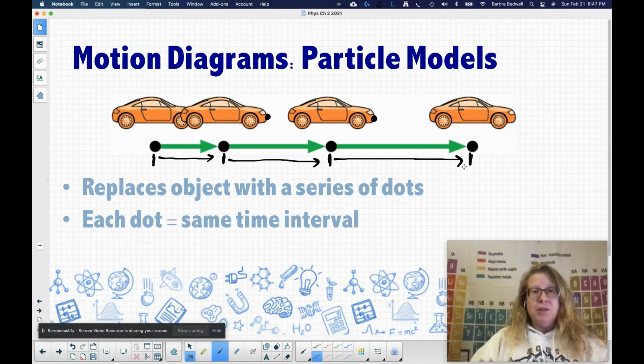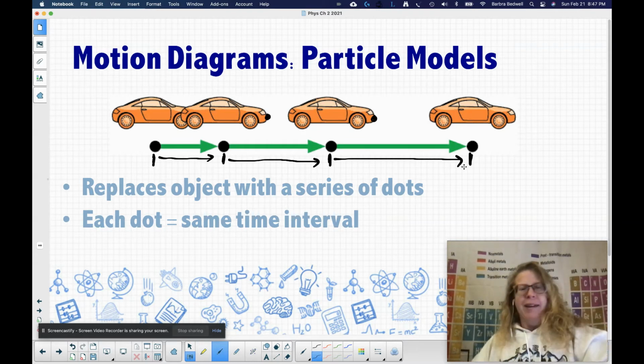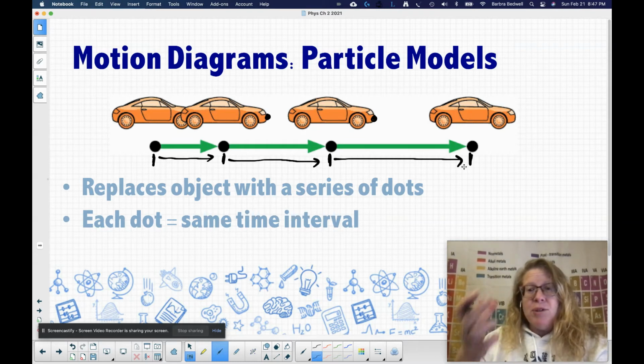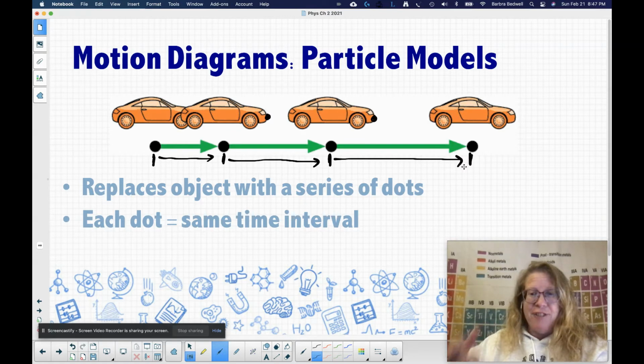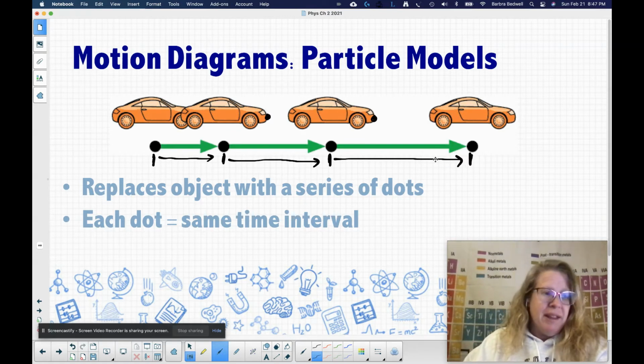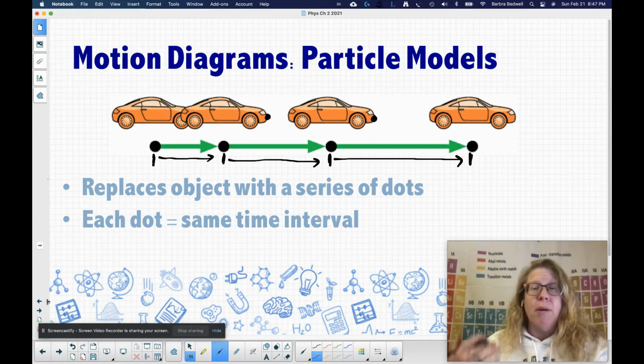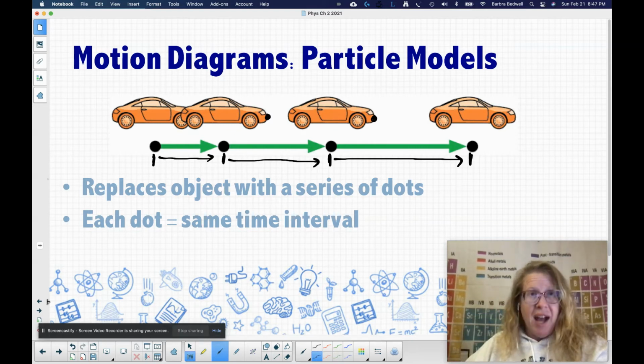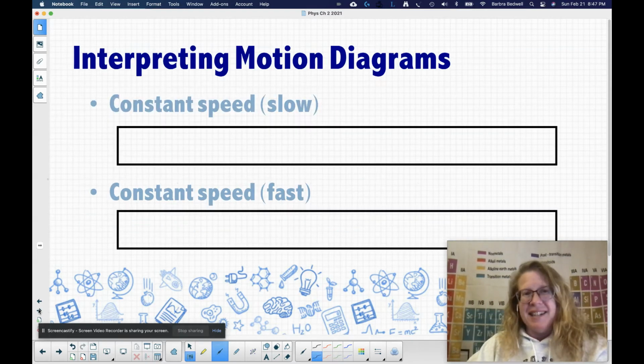So now not only can you tell the direction the car is moving, that way, and you can also tell that the amount of distance it's going in each second is getting faster. So you know something about the motion. Again, this is called a particle model, where it simply has a series of dots to represent an object at different places at an instant of time.